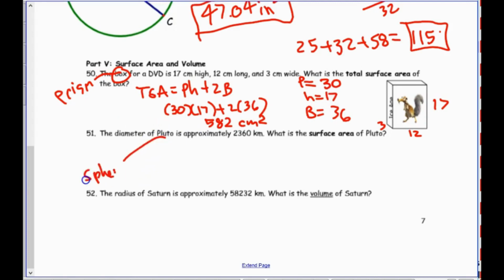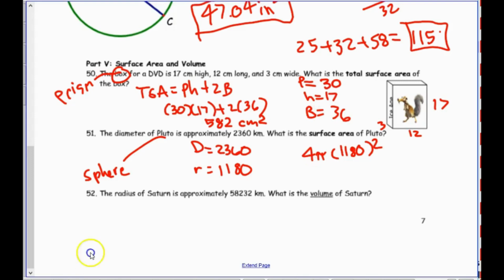So diameter of Pluto, what is that? That's a sphere. Okay, and if the diameter is 2,360, then that means the radius is half of that, which would be 1180. Okay, and we want to know the surface area of Pluto. The surface area of a sphere is 4 pi r squared, so 4 pi 1180 squared.